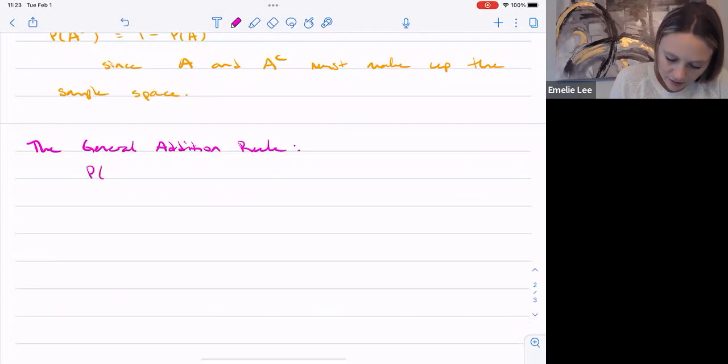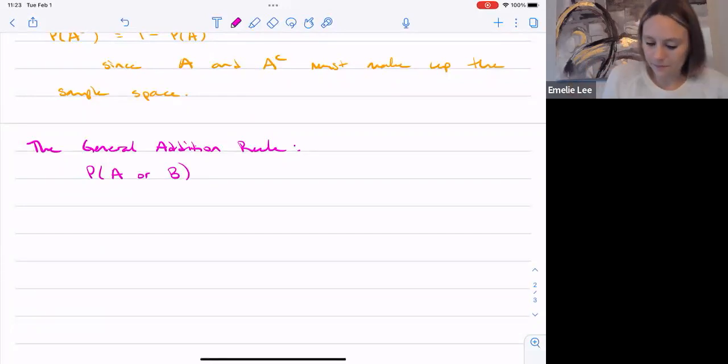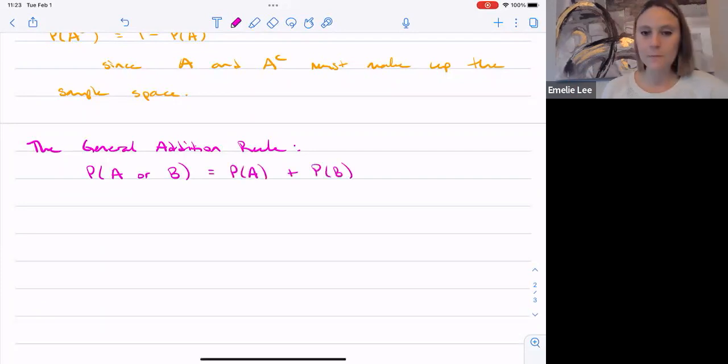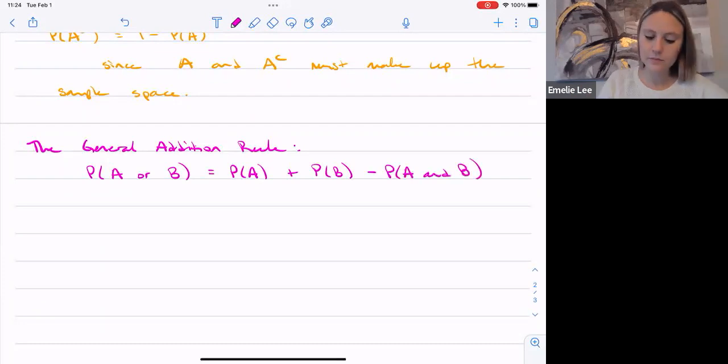says that the probability of A or B, so in general, two events A or B, okay, is going to be the probability of A plus the probability of B. And then what we have to consider is the possibility of them happening together, right? So minus the probability of A and B.